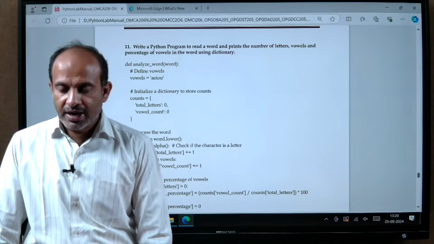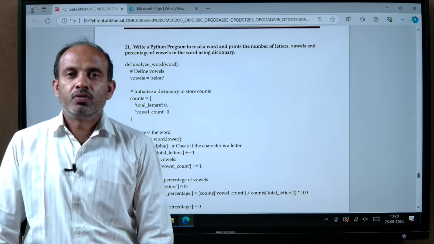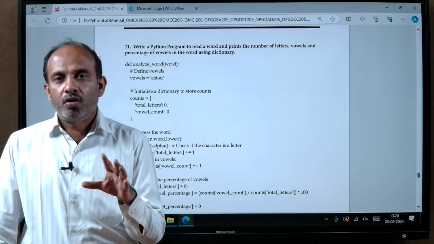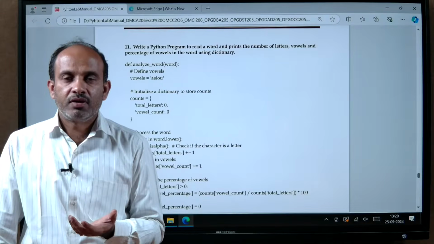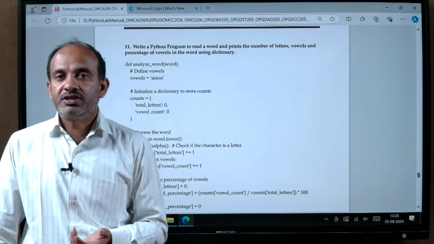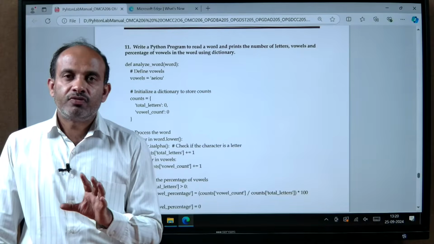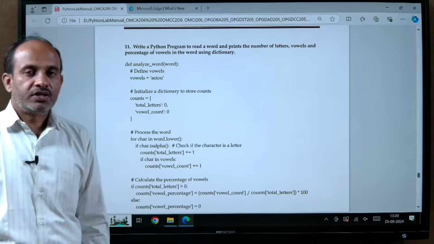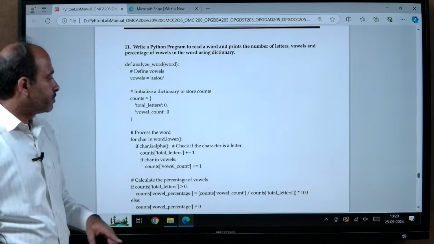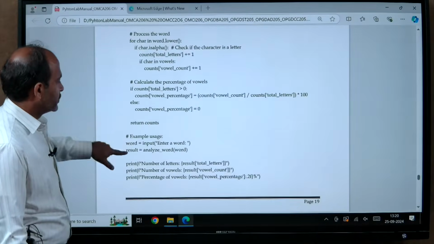So, by using that dictionary, our input is a word. In that word, we need to find how many vowels there are, and at the same time we need to calculate the percentage of vowels in the given word. Let us try to understand through the explanation for this program.